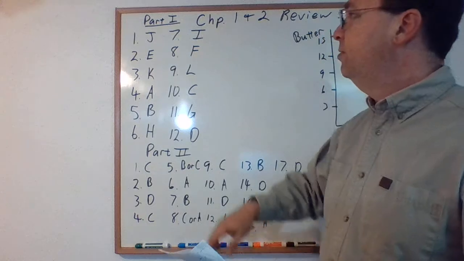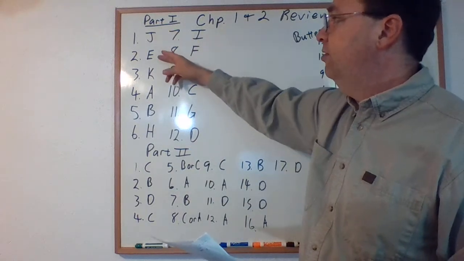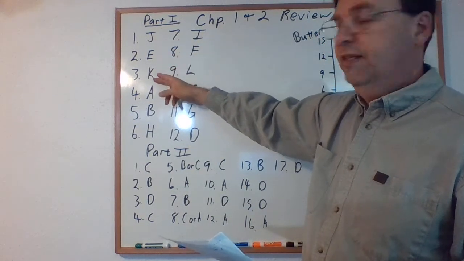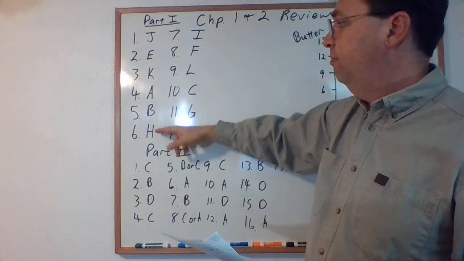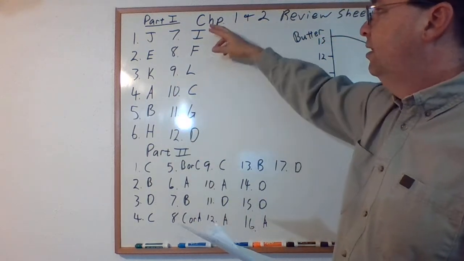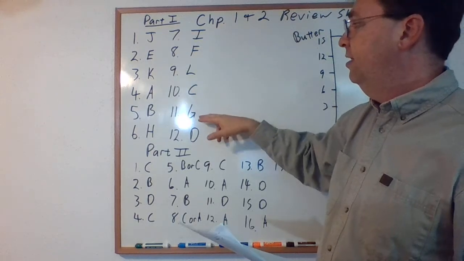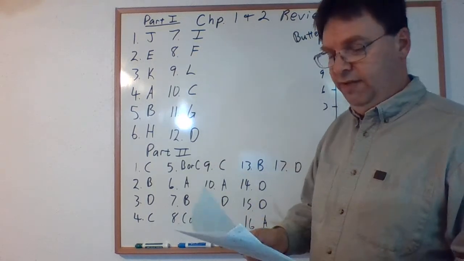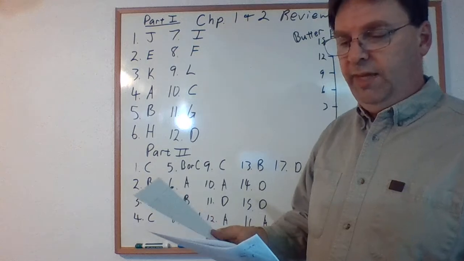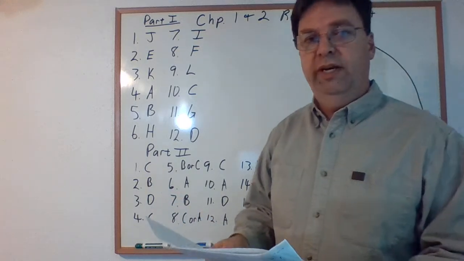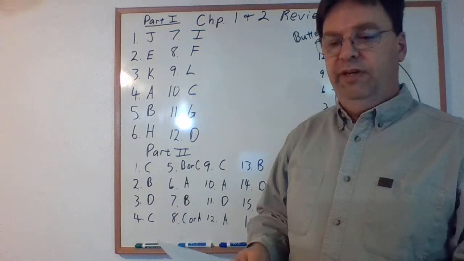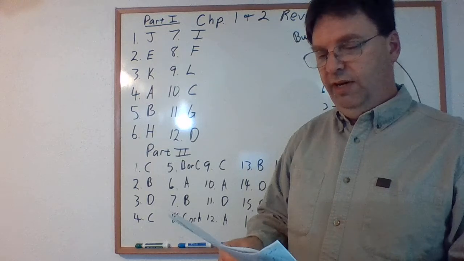These are going to be your answers here. So number 1, we got J, 2 is E, 3 is K, 4 is A, 5 is B, 6 is H, 7 is I, 8 is F, 9 is L, 10 is C, 11 is G, and 12 is D. These are all covered in chapters 1 and 2. If you have any questions on those, let me know.